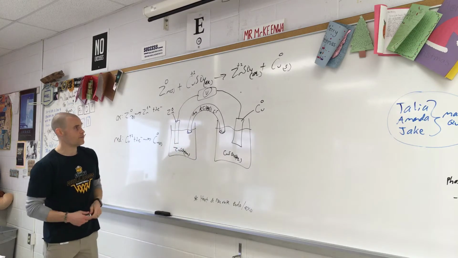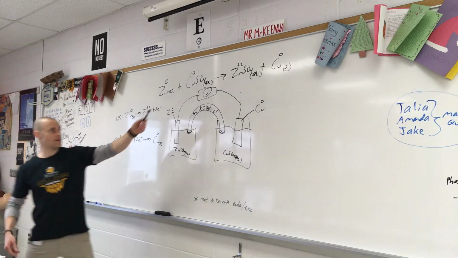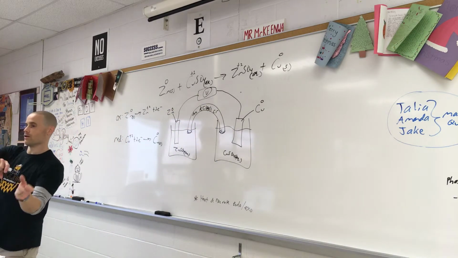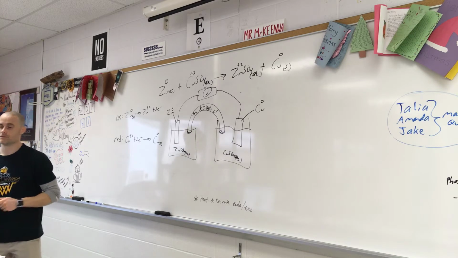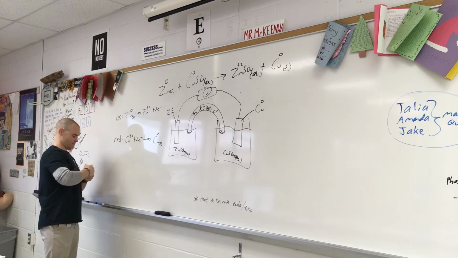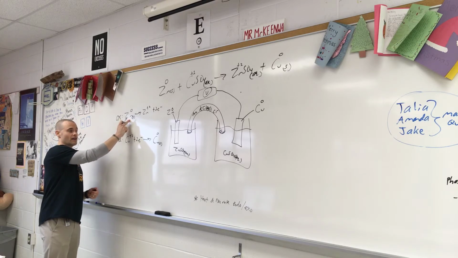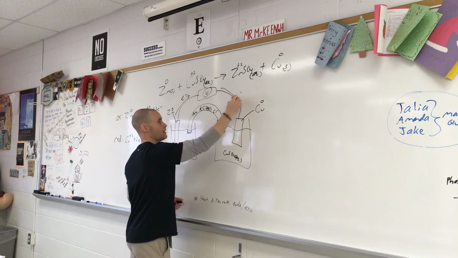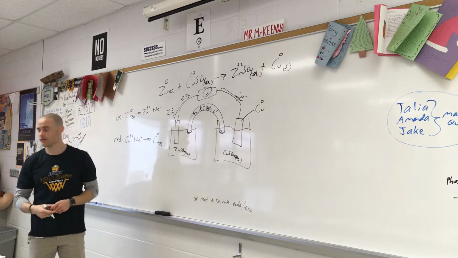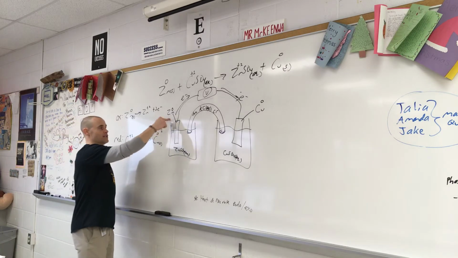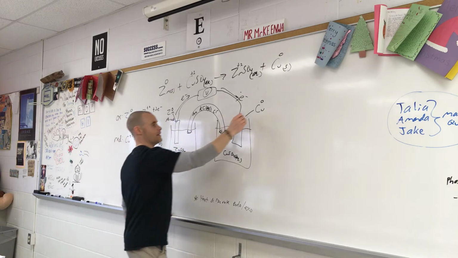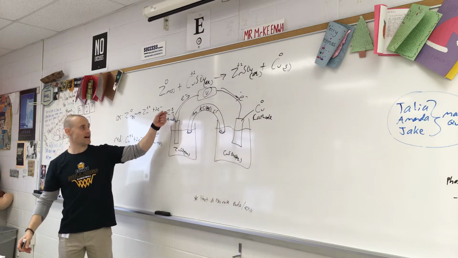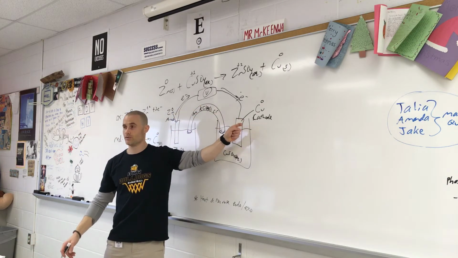So if I was going to label this with an arrow on the wire, what direction would we label the electron flow? From left to right or right to left? Left to right. This is giving electrons to this. So the electrons are flowing from zinc into the copper cathode. I just gave an answer by mistake. So zinc is our anode, and this is our cathode. An ox, red cat. The anode is oxidized and the cathode is reduced.